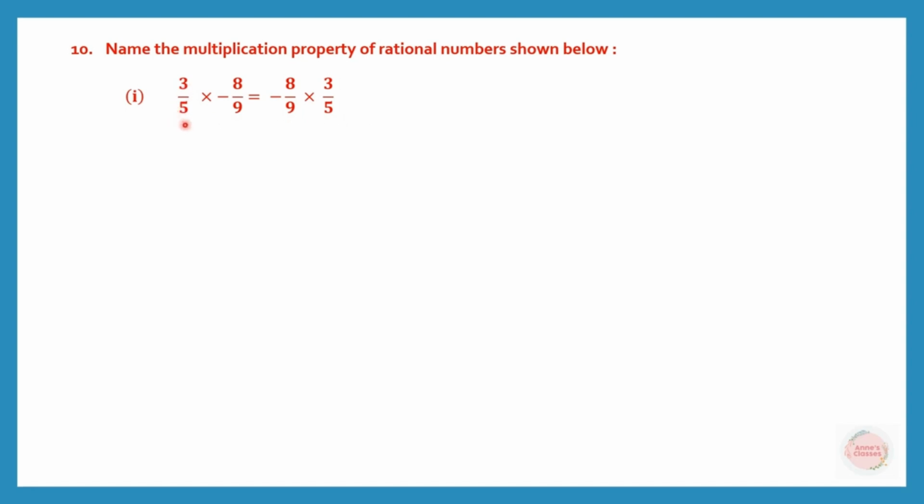So here 3 by 5 is written first, whereas here 3 by 5 is written second. So which property is shown here? Here the property that is shown is commutative property or commutativity. That means even if you change the order when you multiply, the product will be the same. Okay, so the property here is commutativity.